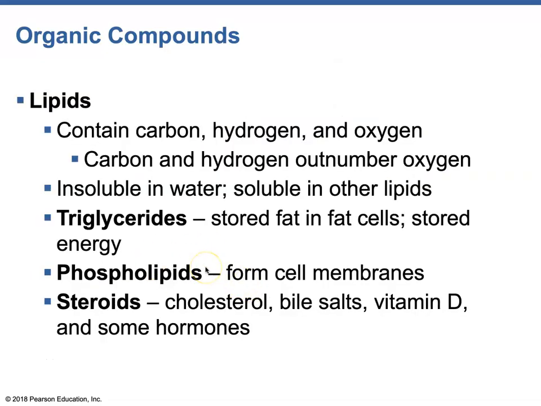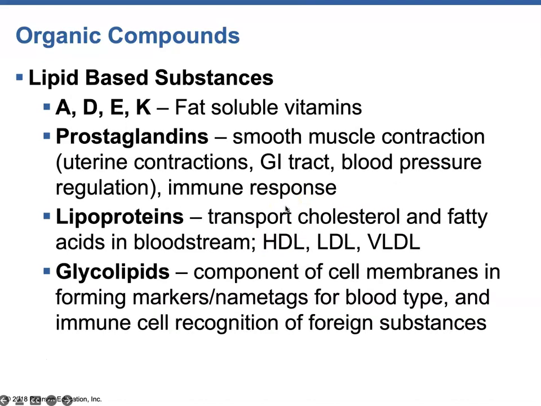Then lipids, these are fats. They're going to contain carbon, hydrogen, and oxygen. In some cases they're going to have a COOH attached to it, which is going to make part of that molecule a fatty acid. And so we can use the carbon portion of the molecule for energy, and I'll show you that in a second. Lipid-based substances, for example, vitamin A, vitamin D, vitamin E, vitamin K, are fat-soluble vitamins, which means they can be dissolved and stored in fat very easily.